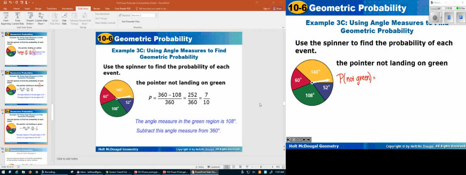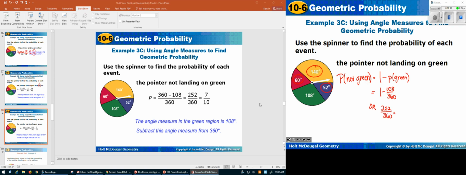Careful. You were close, but I think what you said was not. There you go. So it would be 1 minus the probability that it is on green, if you want to work it that way, which would be 1 minus, what's the probability it is on green? 108 over 360. Or you could just say it's everything except the green. So all the other ones added together, what's 60 plus 140 plus 52? 252. So it's 252 over 360.